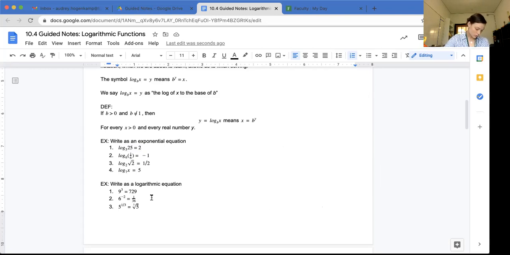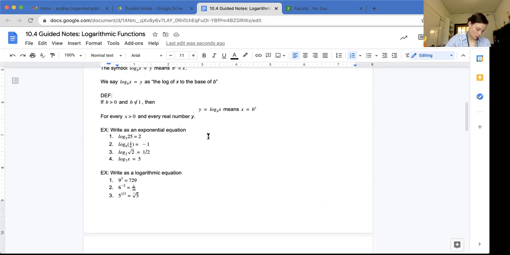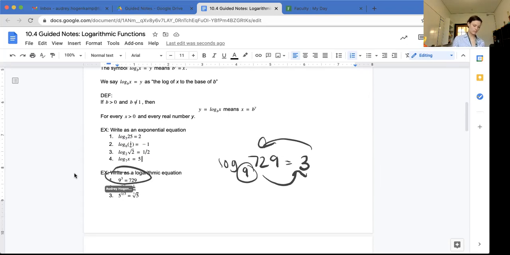Because now for our examples, we are going to write as a logarithmic equation. So now we're starting with that x equals b to the y knowledge, and we are rewriting as logs. So 9 cubed equals 729 means that log base 9 of 729 is equal to 3. Because then again, we would have 9 cubed is equal to 729, which is what we started with.